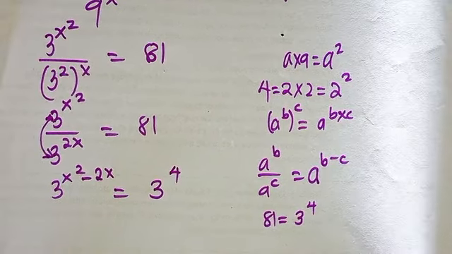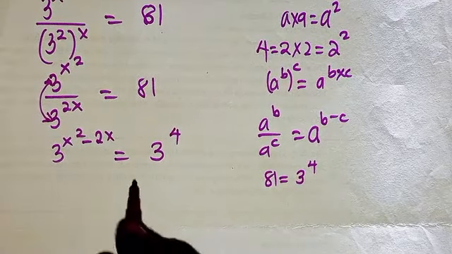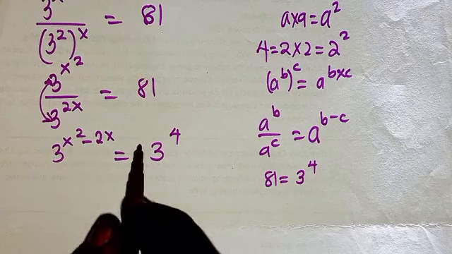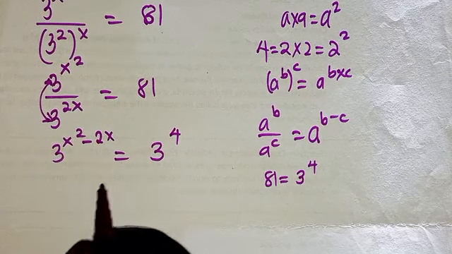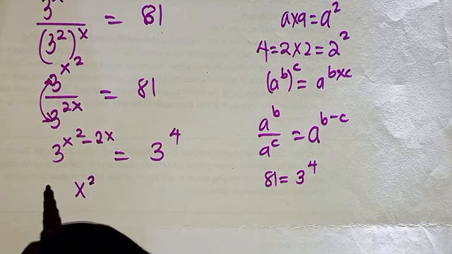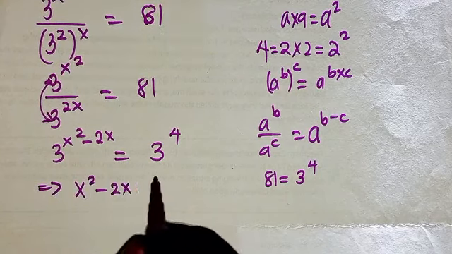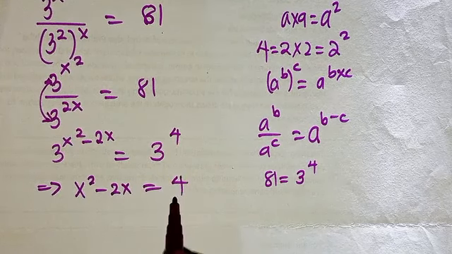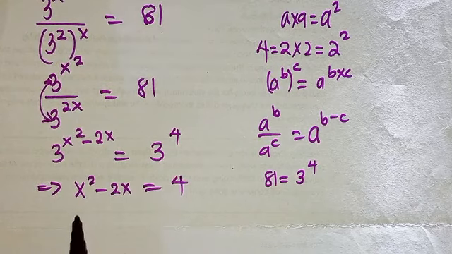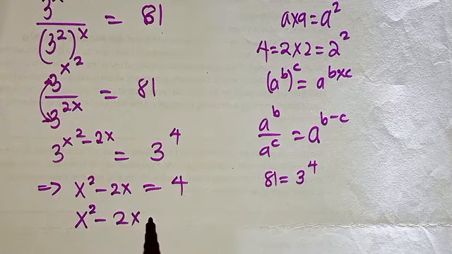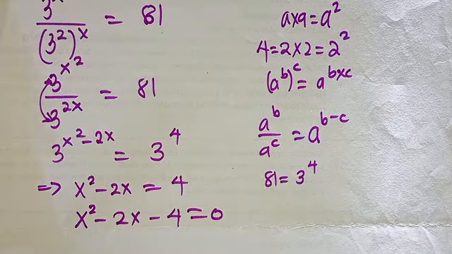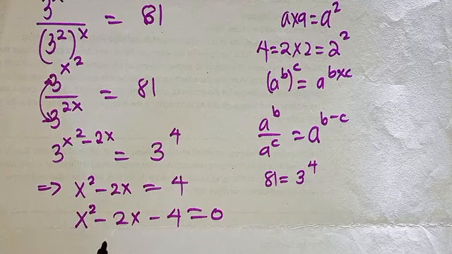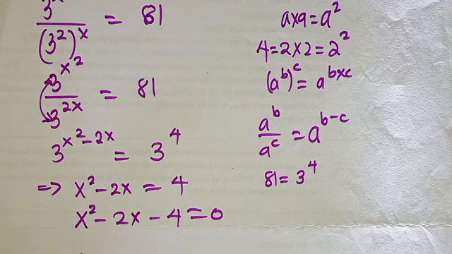Are you following? Now we can see the bases are the same, so we need to equate the exponents. This implies that x squared minus 2x will equal 4. Now I would like to transpose this 4 to the left hand side. I'm going to have x squared minus 2x minus 4 equals 0. As you can see, this is now easy for us to use a factorization method here. So therefore we're going to use our quadratic formula.